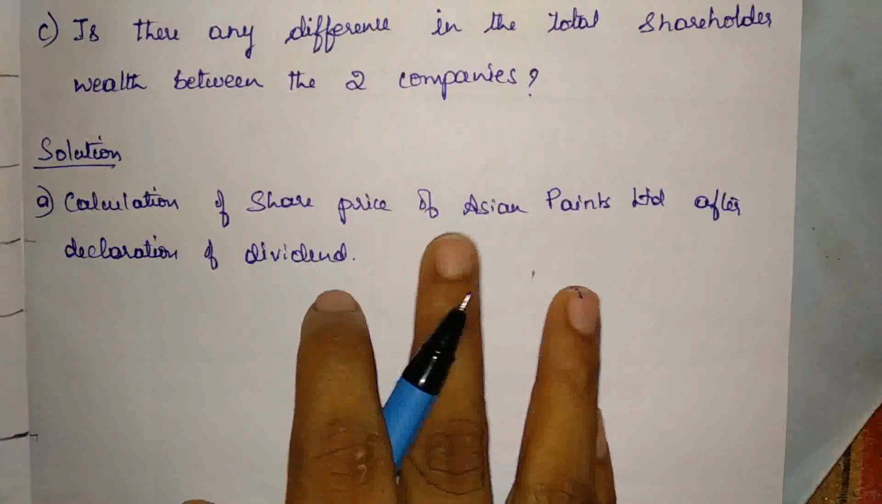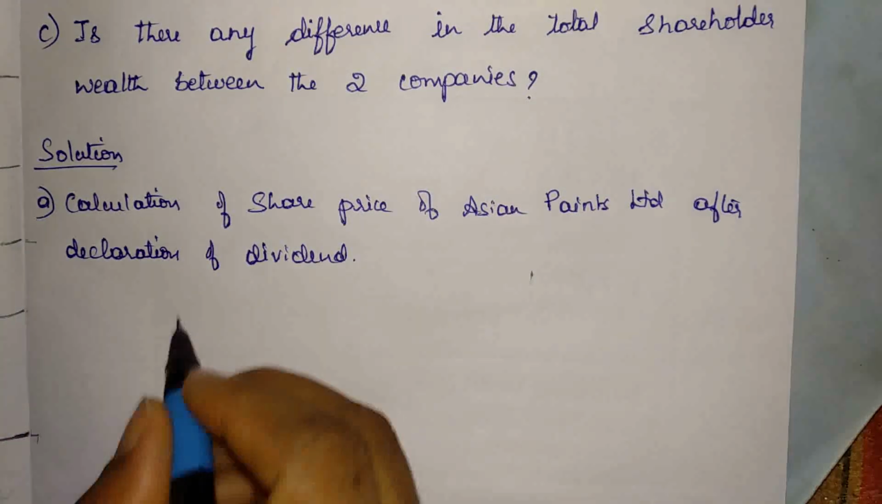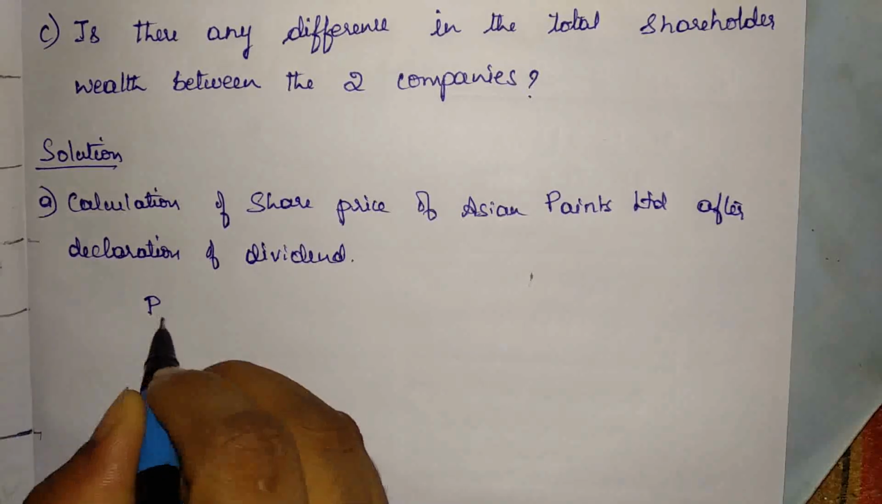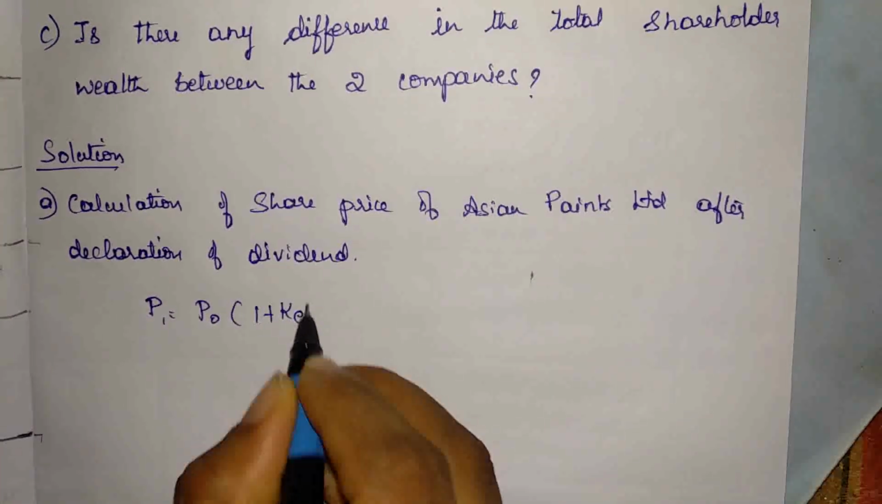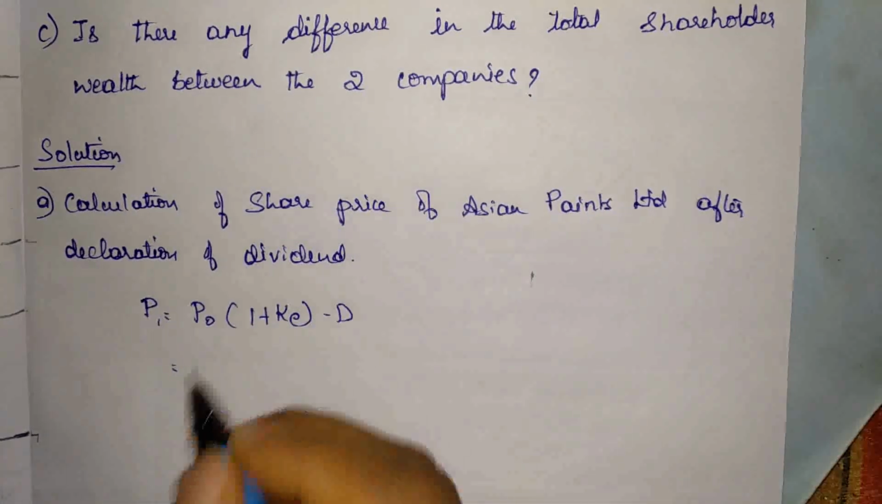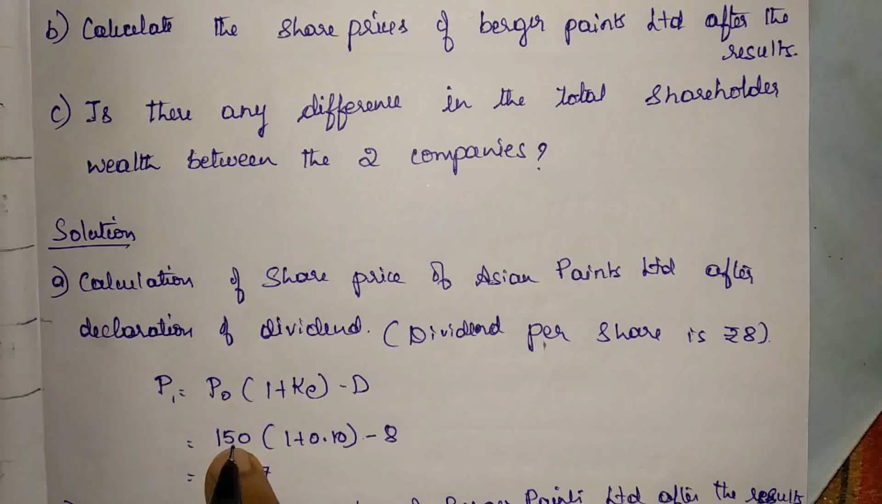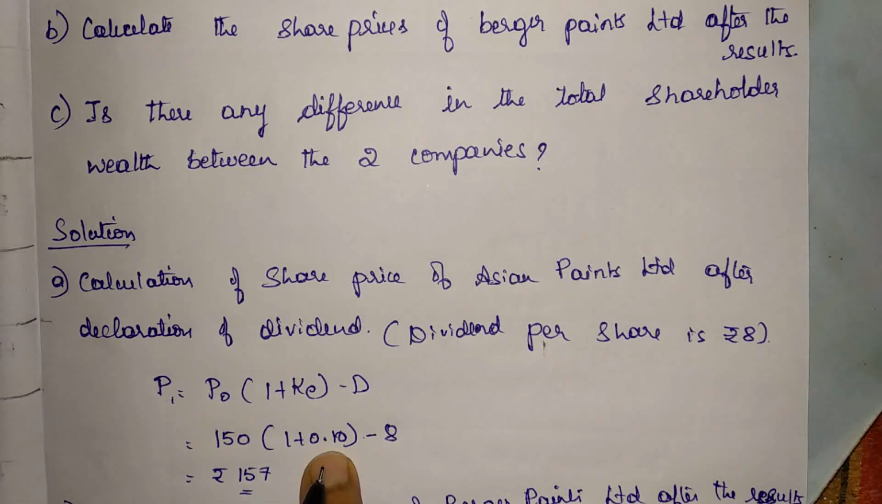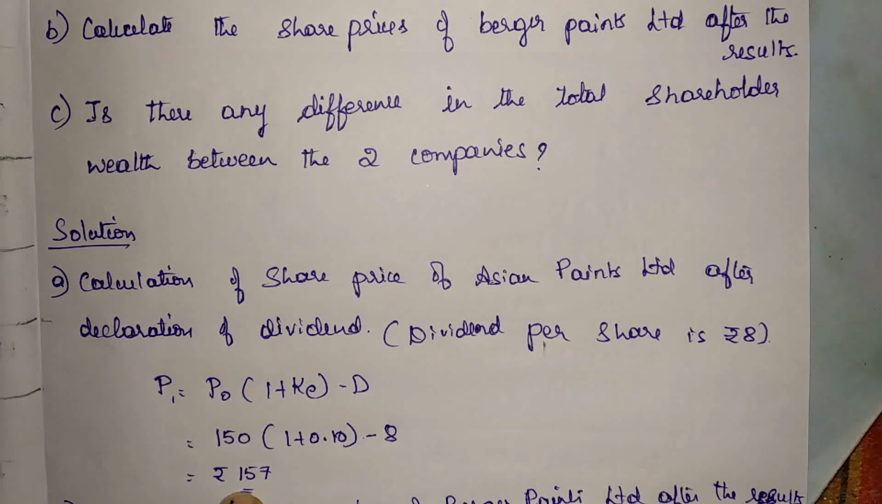Calculation of the share price of Asian Paints Limited after declaration of dividend. The formula is P1 is equal to P0 into 1 plus KE minus D. Here the price at the beginning for both companies is rupees 150 and the cost of equity is 0.10. So 150 into 1.10 minus 8, that is 157.